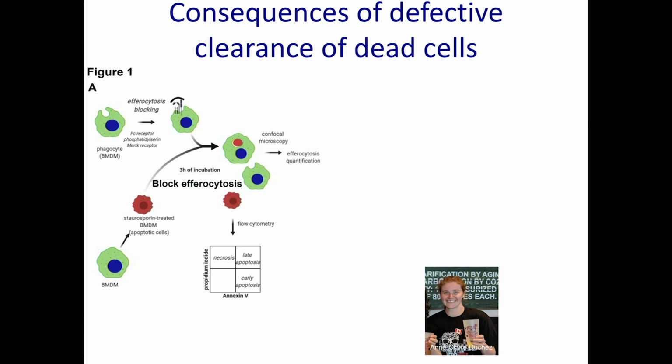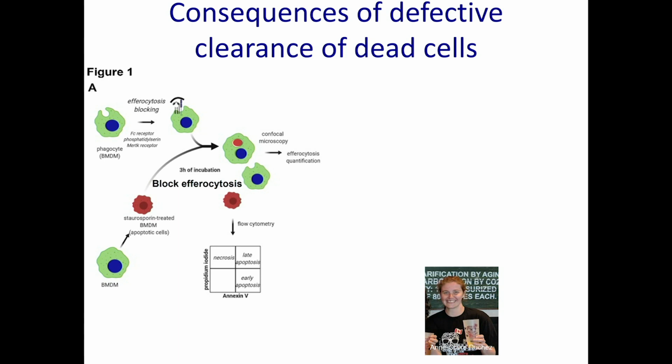So what we can do, in culture, we can block efferocytosis. We can take all of the receptors that the cells have for efferocytosis, and they have a lot. They've got a lot of redundancy. The immune system does not want to leave a dead cell behind. So it will have various types of ways that it tries to recognize a dead cell. But we can block that.